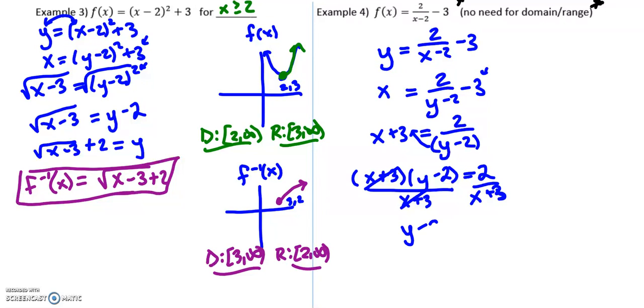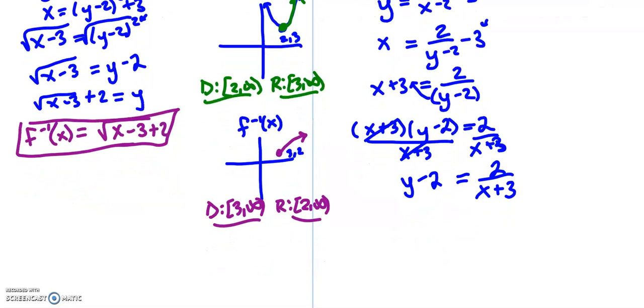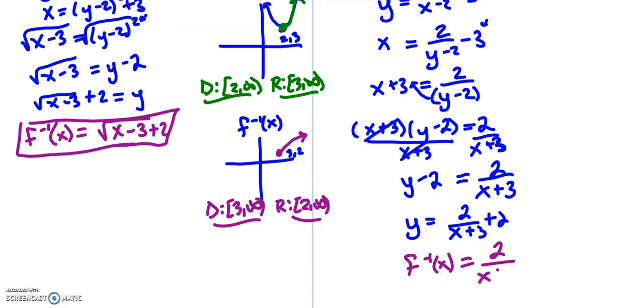So that gives me y - 2 = 2/(x + 3), and that leaves me just half a step from the end where I add the 2 over, so y = 2/(x + 3) + 2. So that right there is my inverse function. f inverse of x is 2/(x + 3) + 2.